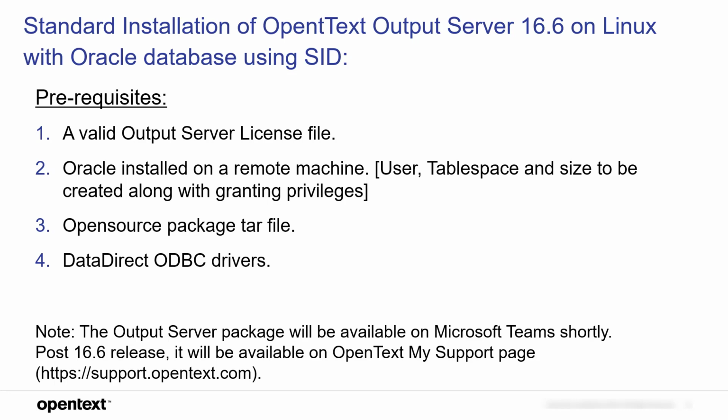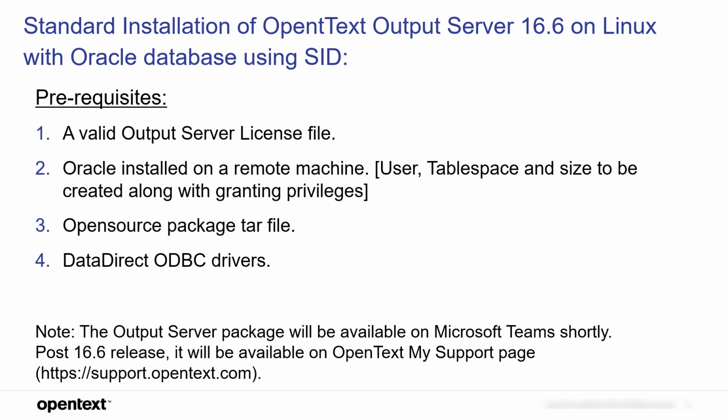For this, the prerequisites are a valid Output Server license file, and Oracle installed on a remote machine. For this, user, table space and size will have to be created along with granting privileges. Next, we need the open source package star file. This star file will contain all the open source software that has been used in Output Server.